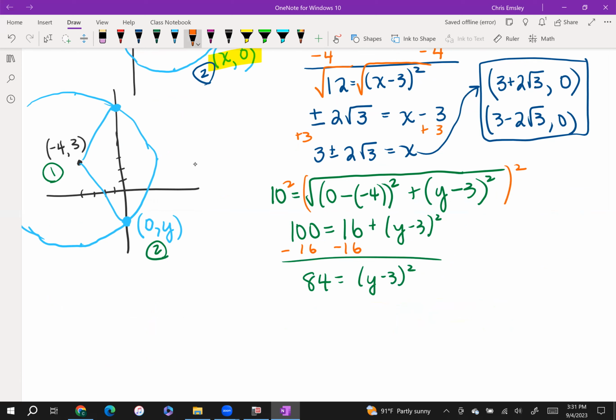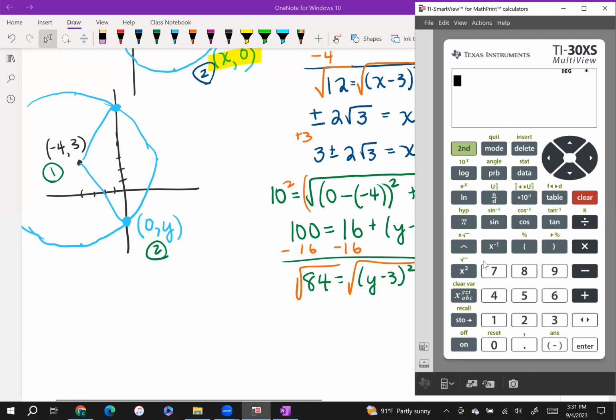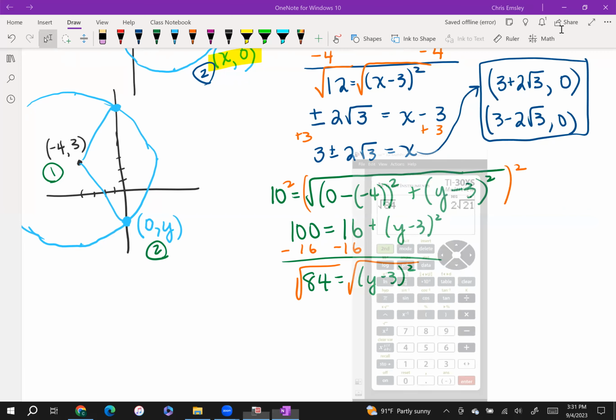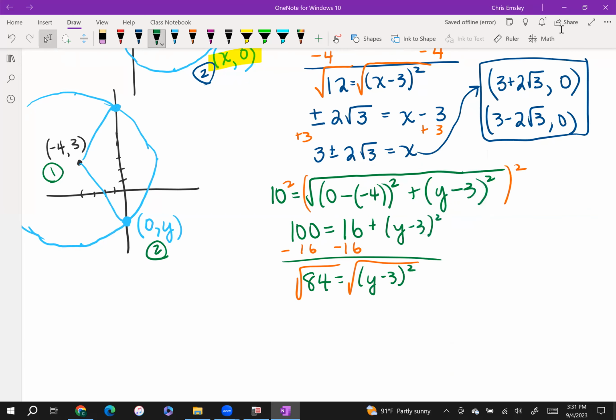And take the square root of both sides. Let's see, what's the square root of 84 look like? You could simplify that by hand, but I just like to use my multi-view calculator. It's nice and quick. It is 2 times the square root of 21. Don't forget, since we took the square root of both sides, we need that plus or minus in there. Finally, add 3 to both sides.